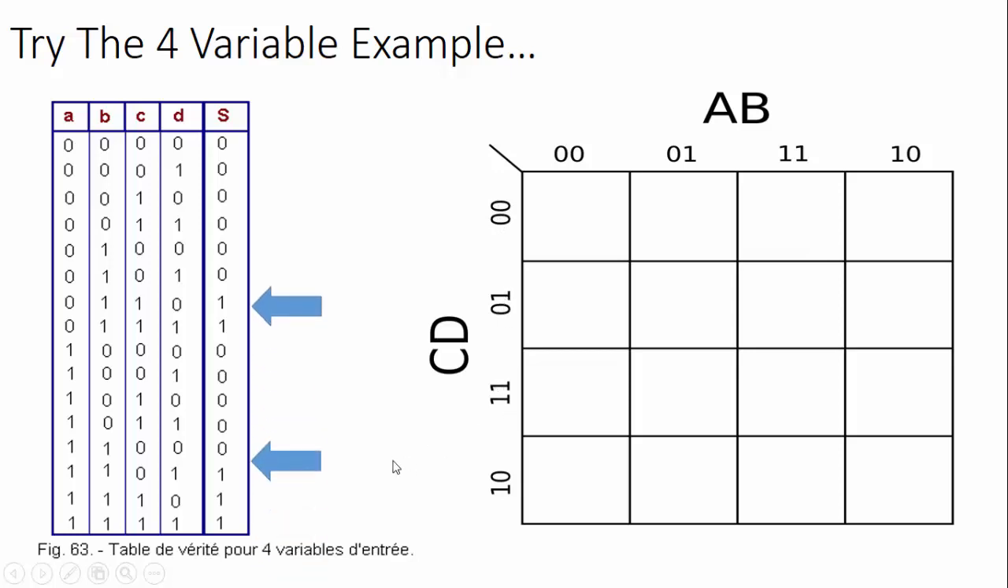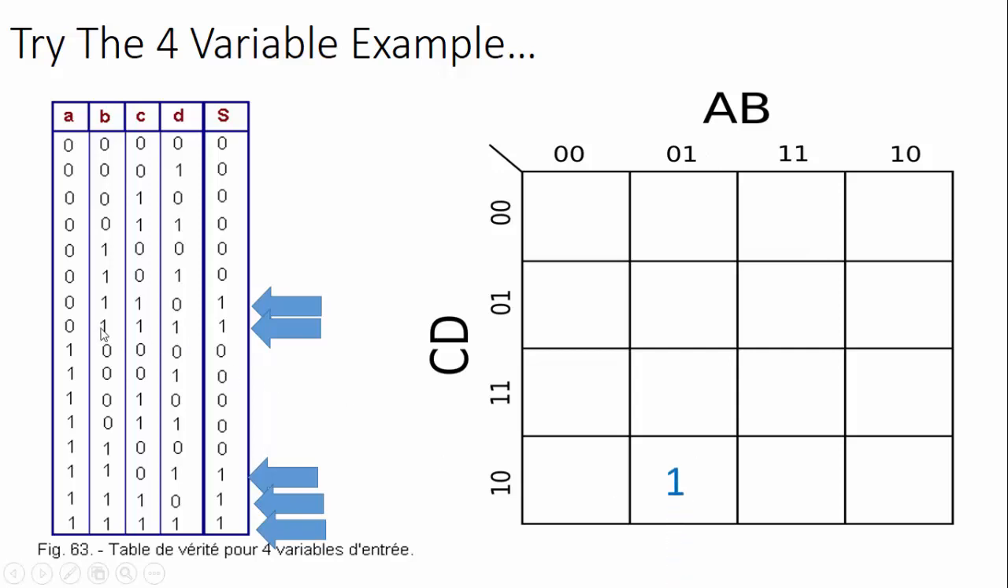So what I do is I simply identify where my 1s are. I have 5 1s, so I should have 5 on my K-map. Let's look at this first one. I'm looking where A is 0, B is 1. Here it is. And then I'm looking where C is 1 and D is 0. This is where they meet up, so I put a 1 there.